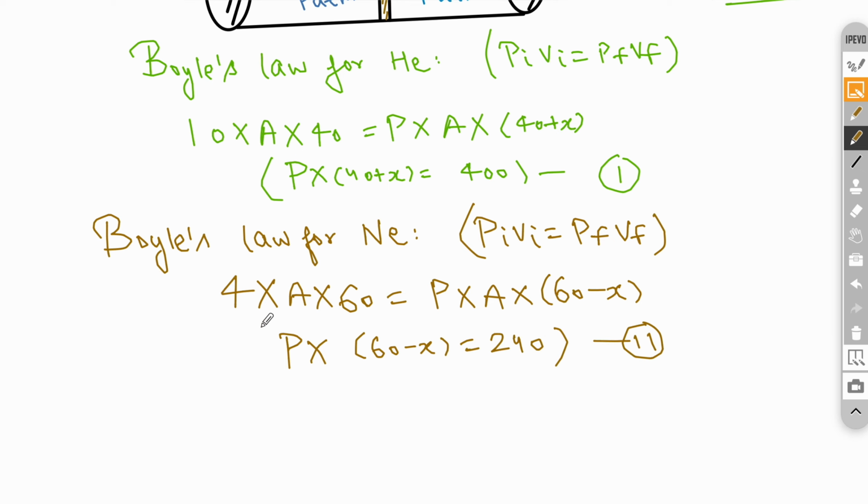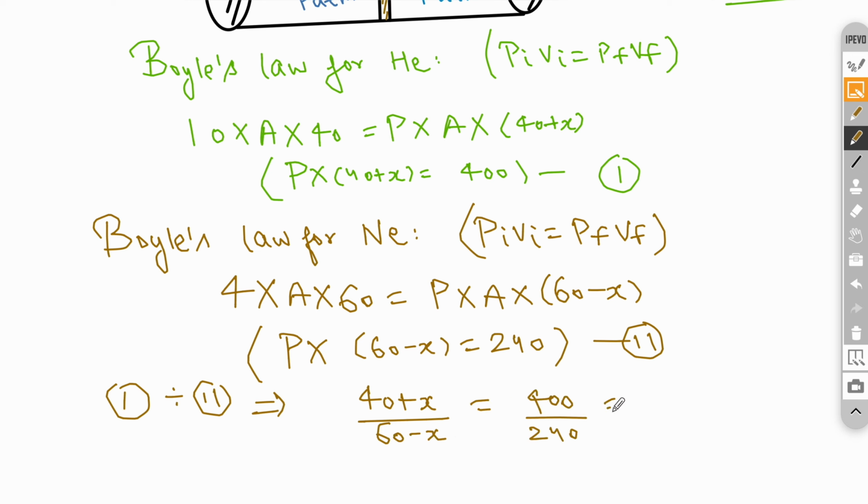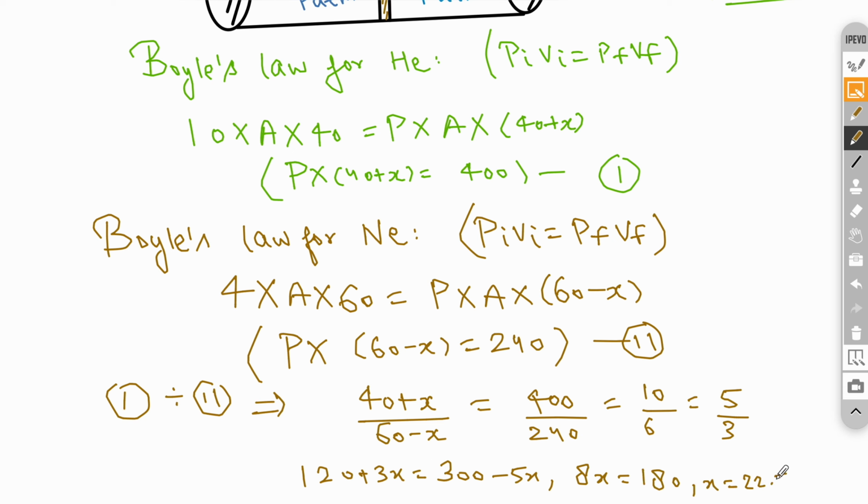Now we'll solve these two equations. How do we solve it? Simply divide equation 1 by equation 2. What will we get? (40 plus x) divided by (60 minus x) equals 400 divided by 240. On solving this, it comes out to be 10 by 6, which is 5 by 3. On further solving, we'll get the value of x. So 120 plus 3x equals 300 minus 5x. So 8x equals 180, right? So x comes out to be 22.5 centimeters.